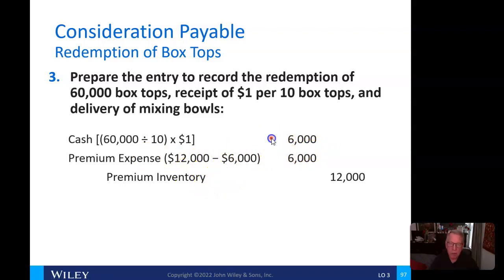Okay, so they received $1 here, but it cost them $2 here, right? So that's why this is $6,000. And the premium inventory is going to go down by 6,000 times $2.